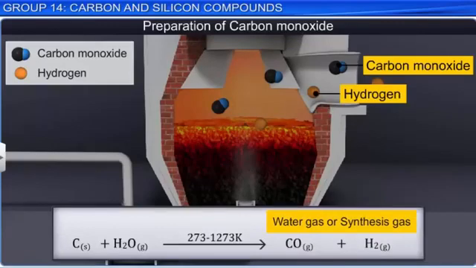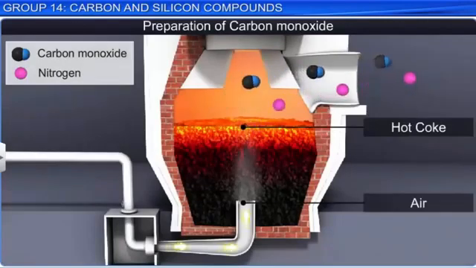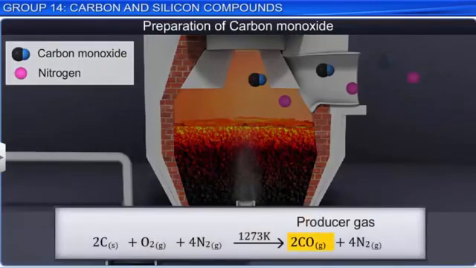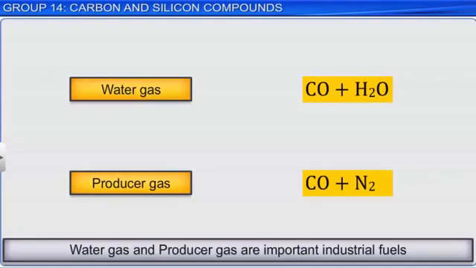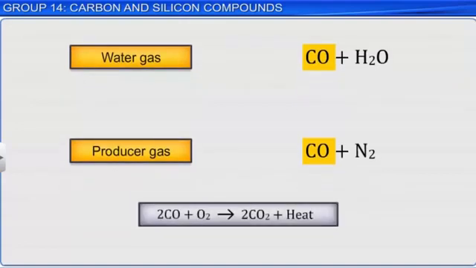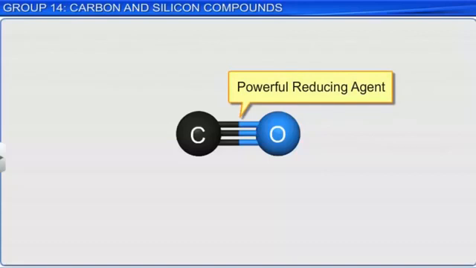If air is passed over hot coke, nitrogen is produced along with carbon monoxide. The resulting mixture of carbon monoxide and nitrogen is called producer gas. Water gas and producer gas are important industrial fuels. The carbon monoxide in these mixtures can undergo further combustion. This produces carbon dioxide and liberates a great amount of heat. Carbon monoxide is a powerful reducing agent.